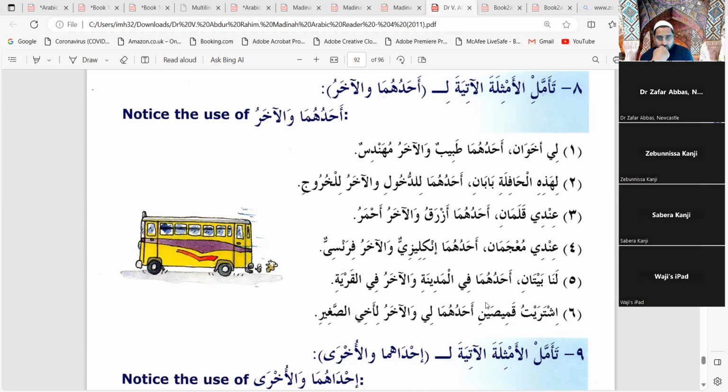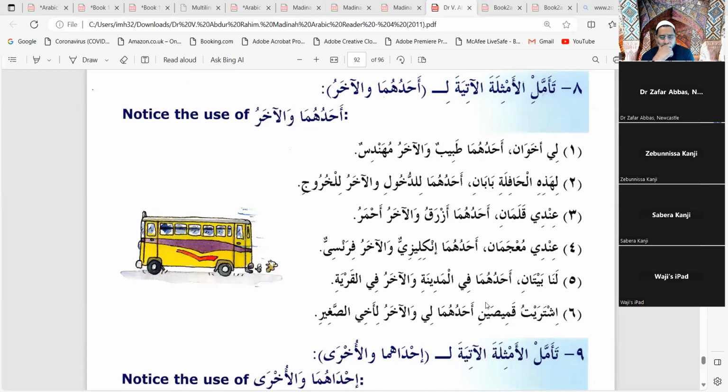In the jamani, I have two dictionaries. Ahaduhuma Ingliziyun wal akharu Faransiyun. One of them is in English, another one is French.